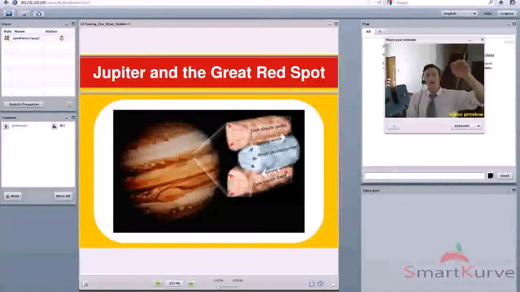So, moving on. Slide 28, we're going to take a look at Saturn. Saturn, the elegant planet. Elegant, the beautiful planet. The most prominent feature of Saturn is its system of rings. That's what everyone knows Saturn for. It's the ringed planet.